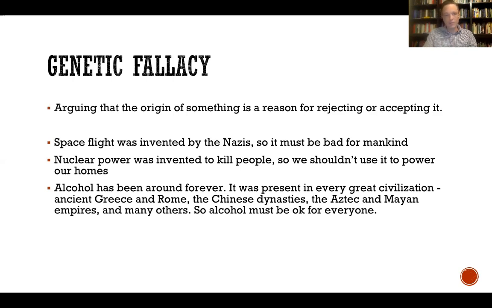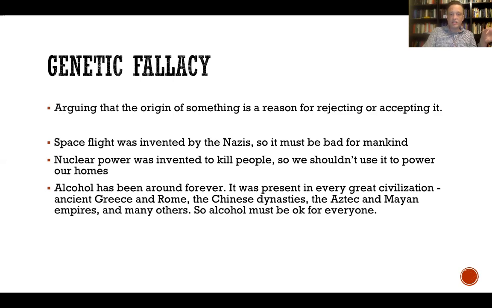Alcohol, if you want to know if alcohol is good or bad, you might want to look at how it affects people now, who it's good for and who it's bad for, and so on and so forth, right? And it probably has nothing to do with who invented it or where it comes from. Okay, so that's the genetic fallacy. The genetic fallacy is about arguing that the origin of something is a reason for taking it, or that it's good or bad, or rejecting it or accepting it.